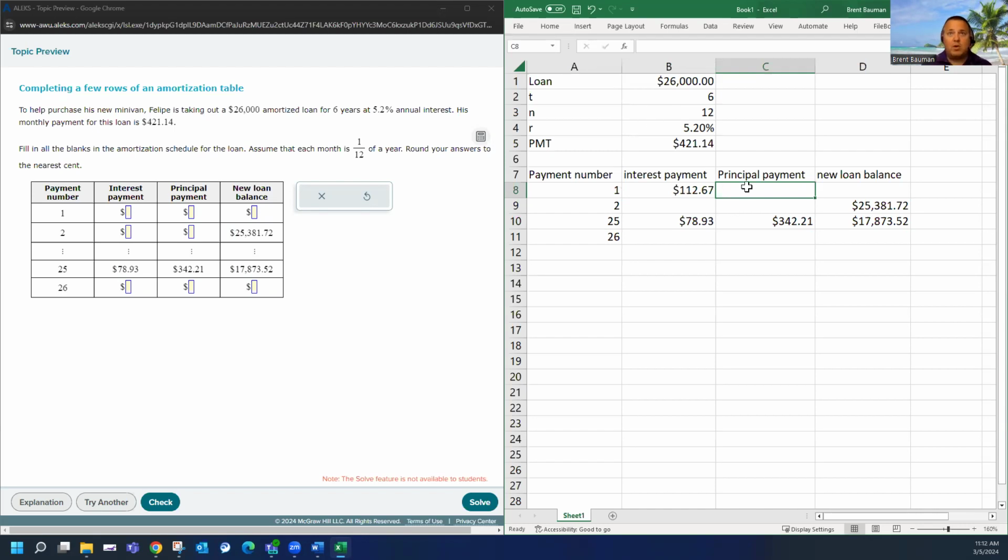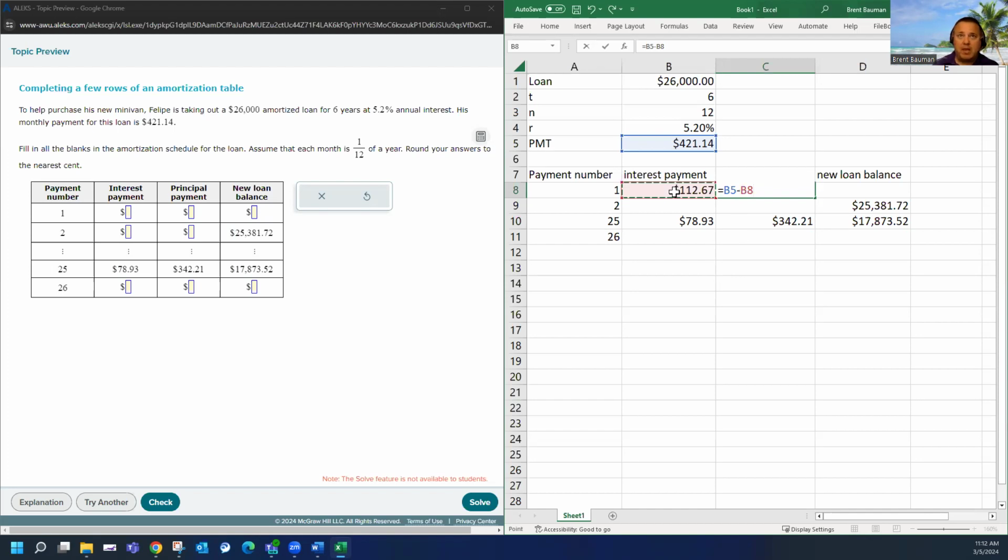So if we want to figure out how much is actually going onto the principal, we're going to take equals the payment amount, which is the $421.14 we sent them, minus the interest that they're keeping.